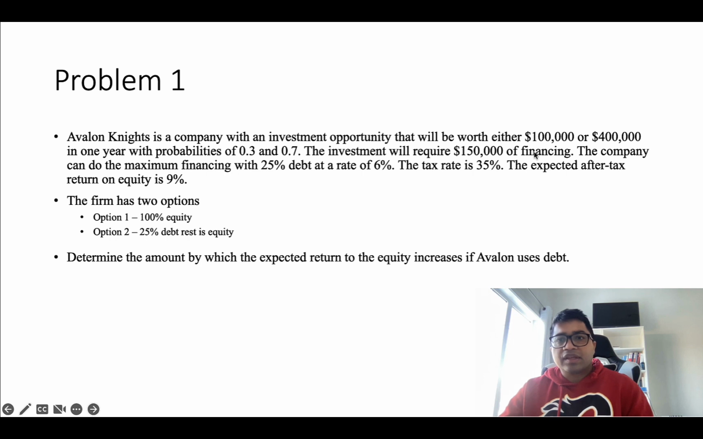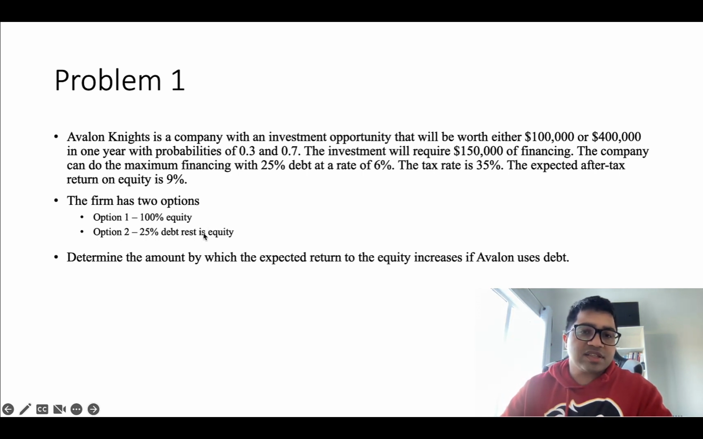So what's happening? This is the business potential, 100,000 or 400,000. You have probabilities assigned to that. Plus, for doing this you need $150,000 of financing. There are two options. Option 1, you go with 100% equity. They have given the rate of return expected on equity. Option 2, you go with 25% debt and the rest is equity financed. In these options, which option would you choose? Determine the amount by which expected return to equity increases if Avalon uses debt. So you have to determine which option is better and how much it increases.